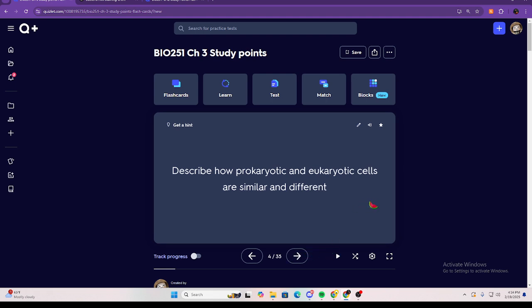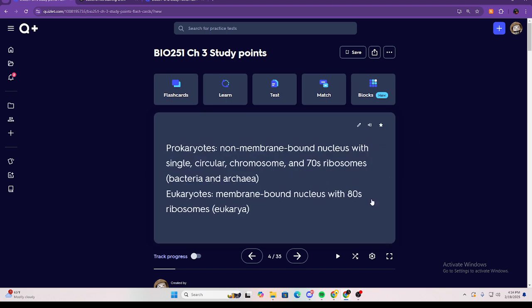Describe how prokaryotic and eukaryotic cells are similar and different. So basically, this is something you really need to know for chapter 3. So prokaryotes, they're non-membrane bound. You need to know that. With a singular circular chromosome. So basically, it has one circular chromosome, right? With 70S ribosomes, and this is for bacteria and archaea. While eukaryotes, which is also known as like human cells, are membrane bound with 80S ribosomes.